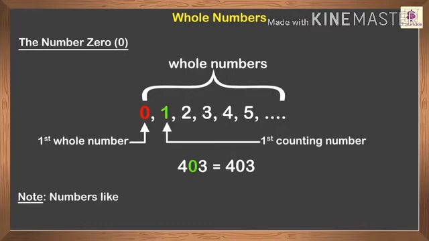But numbers like 1 upon 2, 1.8, and 2.2 are not whole numbers.